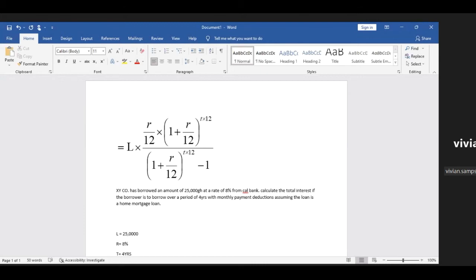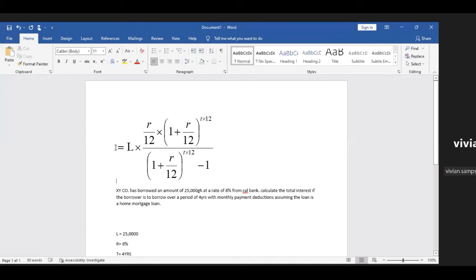Now, with the amortized type of loan, or the home mortgage type of loan too, the amount of money that we pay over the period does not change. It is constant. So that is what we are looking out for. So we are going to identify a cash flow, that is a C. And the cash flow is calculated as the loan times this whole figure.